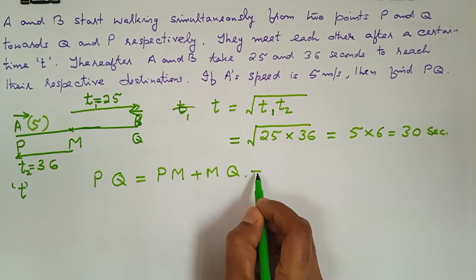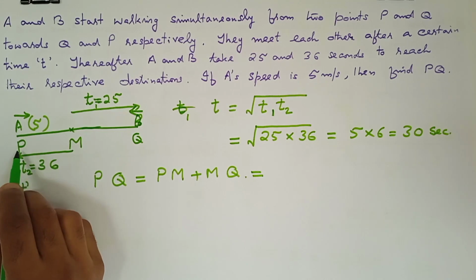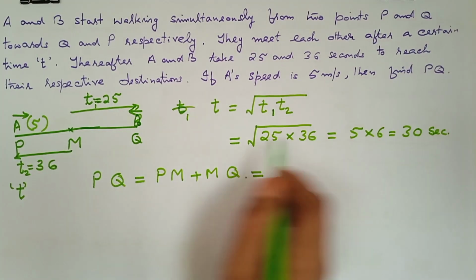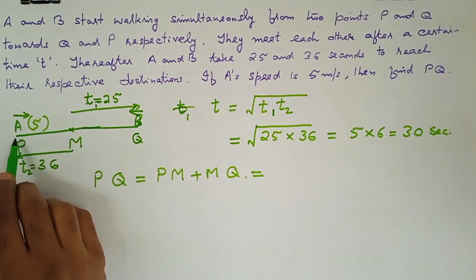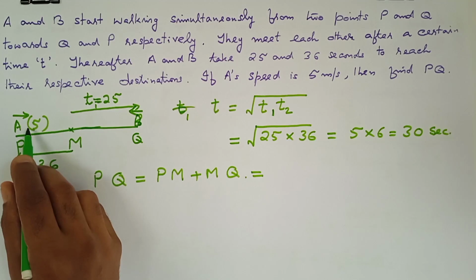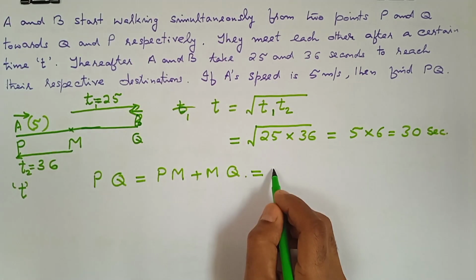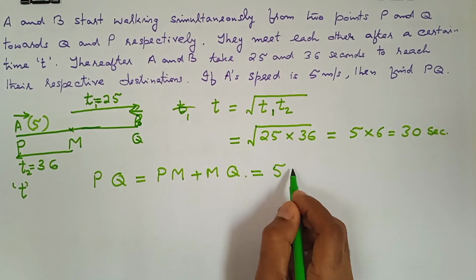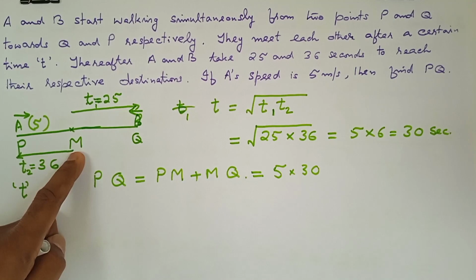Look at PM. PM is the distance covered by A in how many seconds? 30 seconds, because A and B meet at M after 30 seconds. That indicates what? A has moved with a speed of 5 meters per second for how long? 30 seconds. So you get speed into time. Speed is given to be 5. 30 seconds A travels before it reaches M.